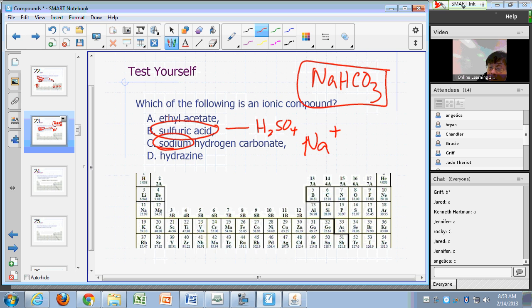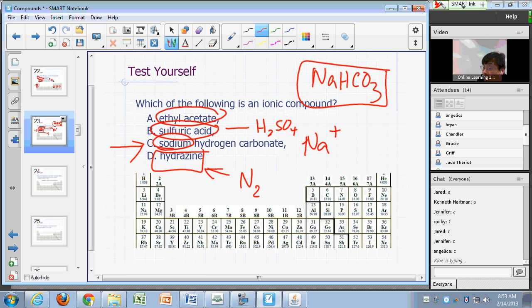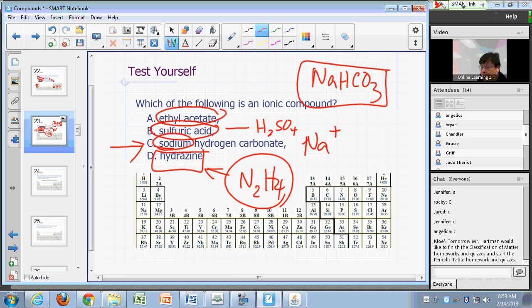Ethyl acetate, we haven't even talked about that, so don't worry about that. Hydrazine, we also haven't talked about that, but it should suffice for you to know that if you have a metal in your compound, the name of your compound starts with the metal, then you're dealing with an ionic compound. Hydrazine is N2H4. That's a compound used as rocket fuel.